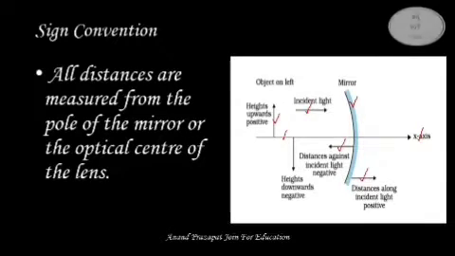All distances are measured from the pole of the mirror or the optical center of the lens. So this is the pole of the mirror, but in case of a lens, this is the optical center. So all distances are measured from the pole of the mirror or the optical center of the lens.